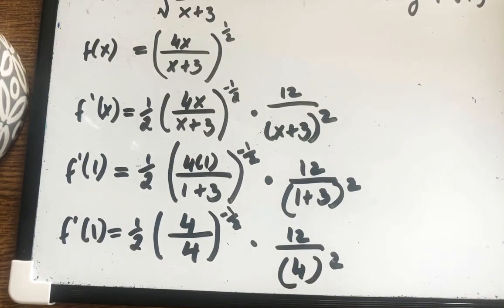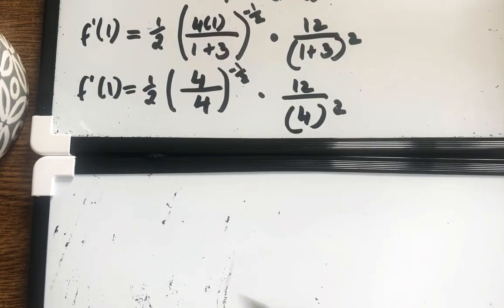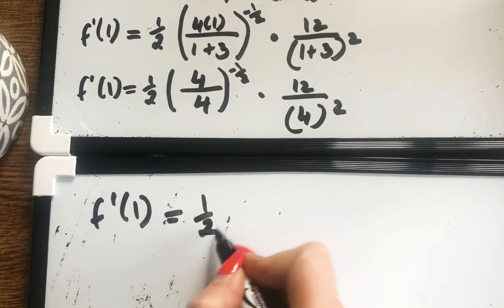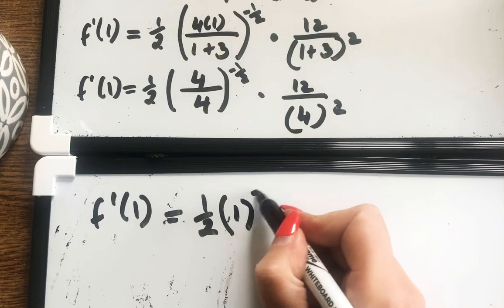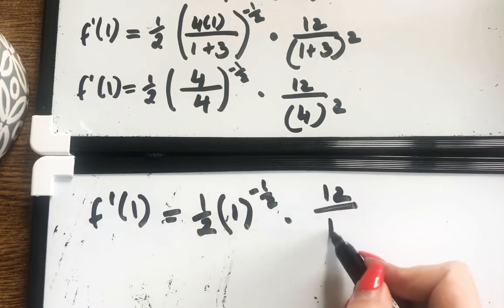Let's carry on by simplifying that out. So we have f dashed of 1. There is our half. We know 4 divided by 4 is just 1, to the power of -1/2, multiplied by 12 all over 4 squared, which is 16.